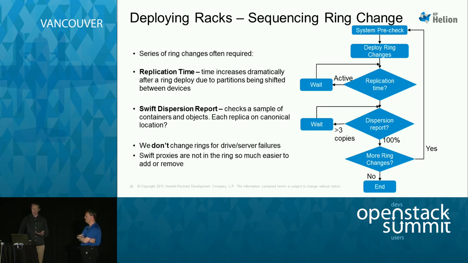We have about 10 or 11 failures per month. So if we ended up doing all those ring changes, we'd just spend our whole time at it and it wouldn't be any use. And also, Swift proxies obviously aren't part of the ring, so they're much easier to add or remove. You can just add the files to them if you want to add a Swift proxy. You can pull the files away from them if you don't.